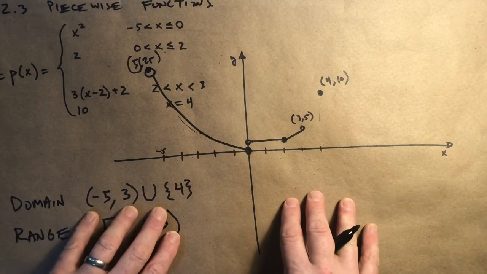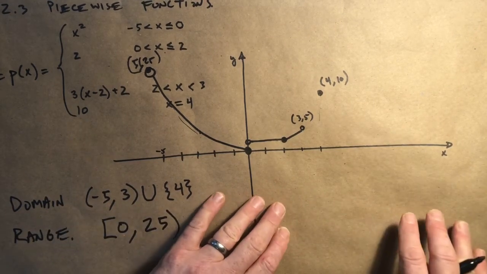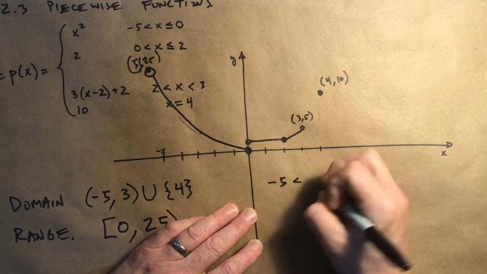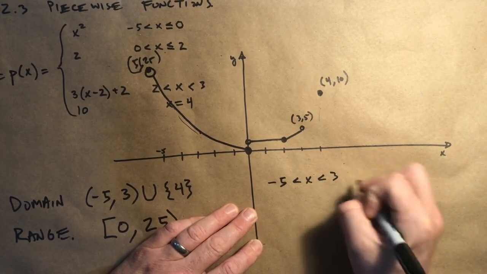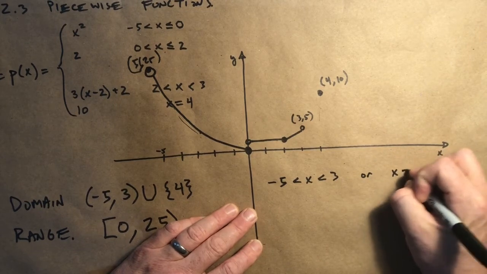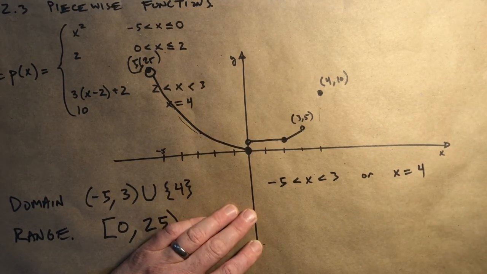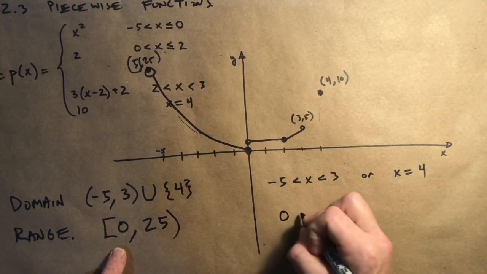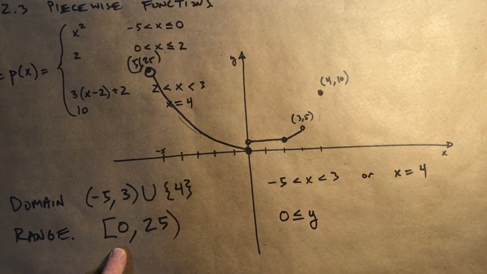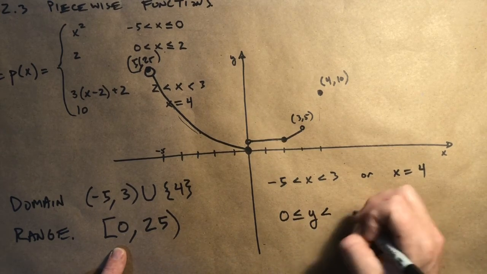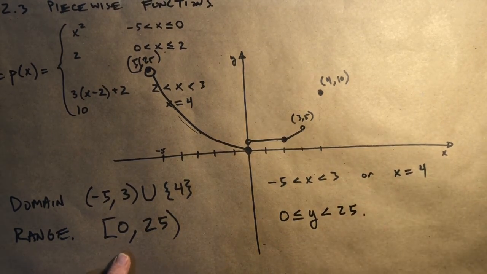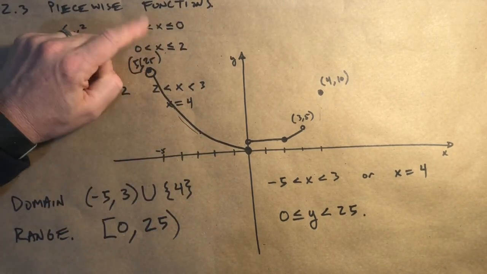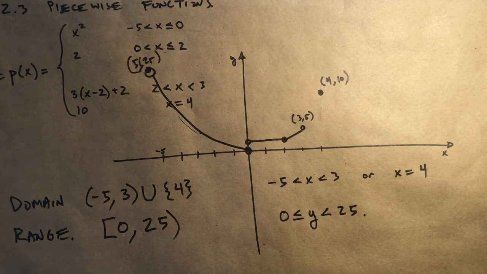If I wanted to write this in inequality notation, I could say that the domain is -5 is less than x, which is in turn less than 3, or x is equal to 4. If I was going to talk about the range, I would say that 0 is less than or equal to y, which is less than 25. Note that when we talk about our piecewise functions, the convention is to use inequality notation on the rules as we've written them.